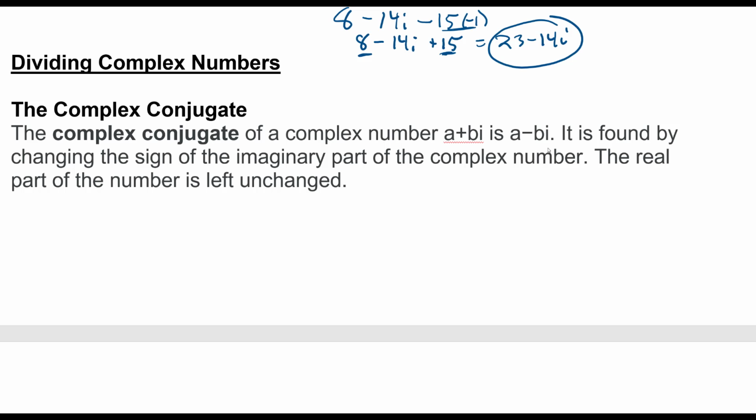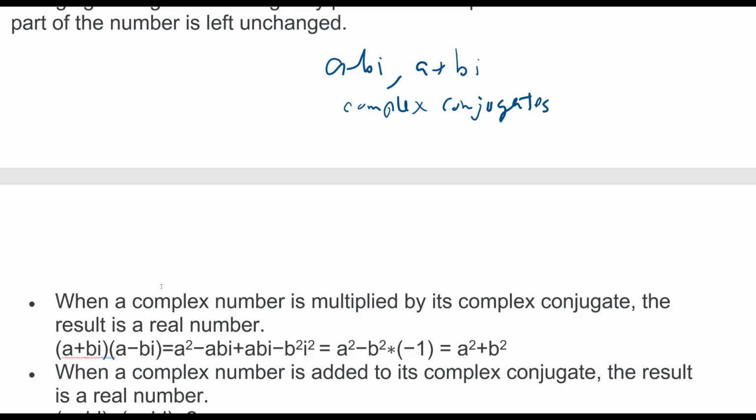Likewise, the complex conjugate of a minus bi is a plus bi. These are conjugates, complex conjugates. And I've talked in other videos about conjugates of numbers, like x minus 2 and x plus 2 are conjugates. So these are complex conjugates, and they have this really special relationship, which I'll show you here.